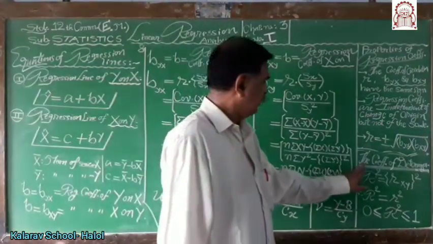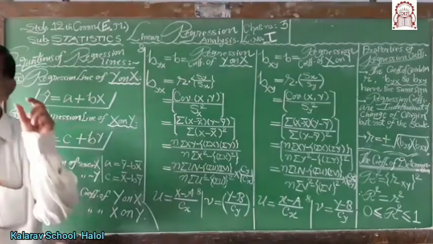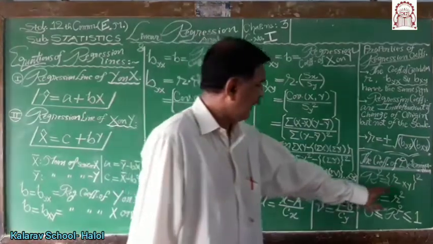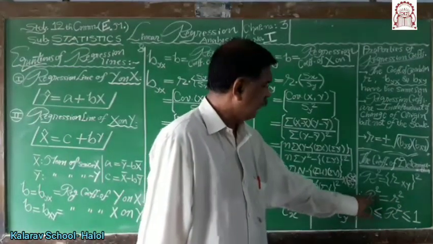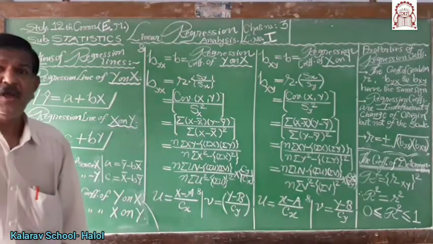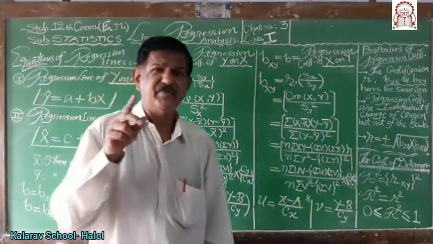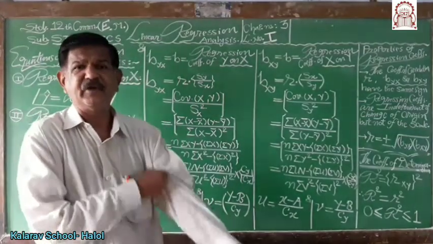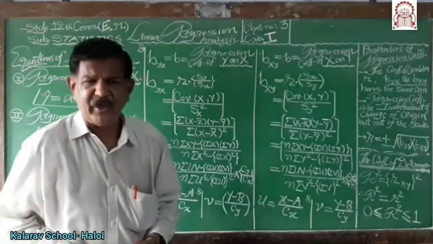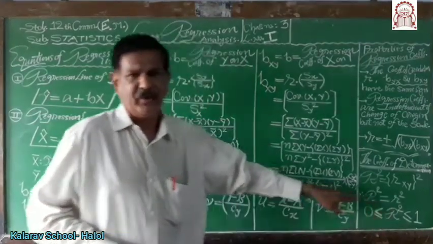And finally, the coefficient of determination. The sign of determination is capital R square. R square is given by rxy whole square, meaning capital R square equals small r square. And always R square is positive. We know that the value of r, the coefficient of correlation, lies between -1 and +1. But the coefficient of determination lies between 0 and 1, inclusive of both values. That is why 0 is less than or equal to R square, less than or equal to 1.